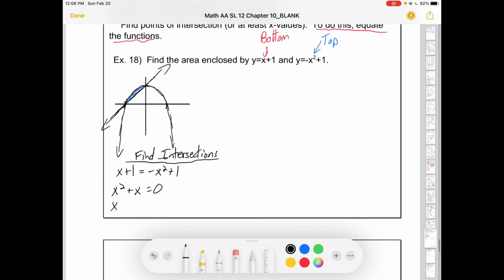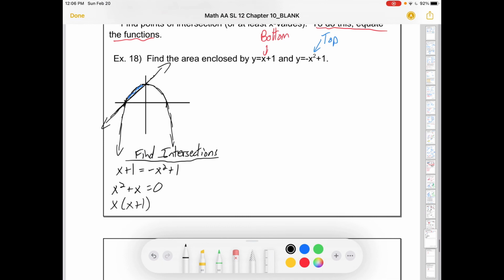And then I'll probably factor. So I'll get x by x plus 1. The points of intersection rather are at 0 and -1. So right here, this is happening at -1, and this makes sense that this is at 0. Now we're ready to find an area. So it's from the left to the right of the top, which is -x squared plus 1, minus the bottom, which is x plus 1, dx.